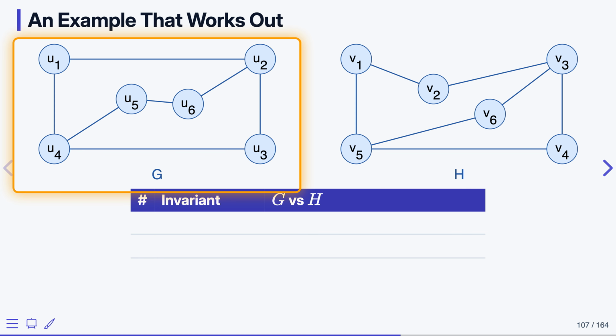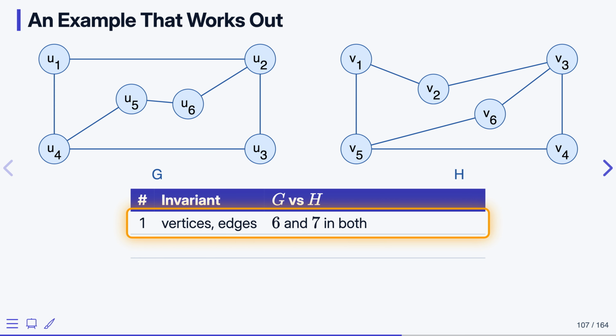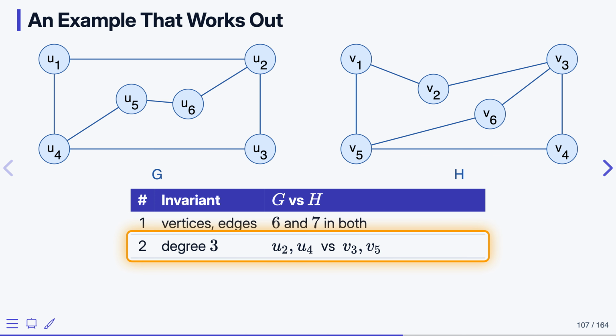One last pair, and this time the answer will be yes. Again, we start with invariants. Step 1. Count. Both graphs have 6 vertices and 7 edges. Step 2. Find the degree 3 vertices. In G, they are U2 and U4. In H, they are V3 and V5, 2 in each.